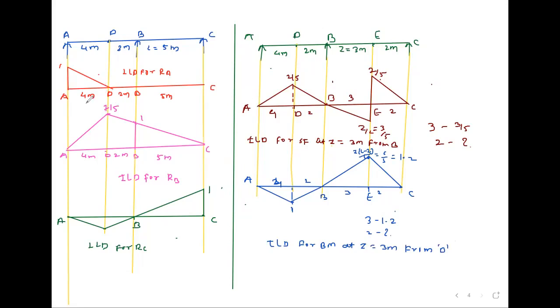This one, 1.2 into 2, that is 2.4 divided by 3, 0.8. This is the ILD for bending moment at Z, which is equal to 3 meters. So likewise, you have to solve.